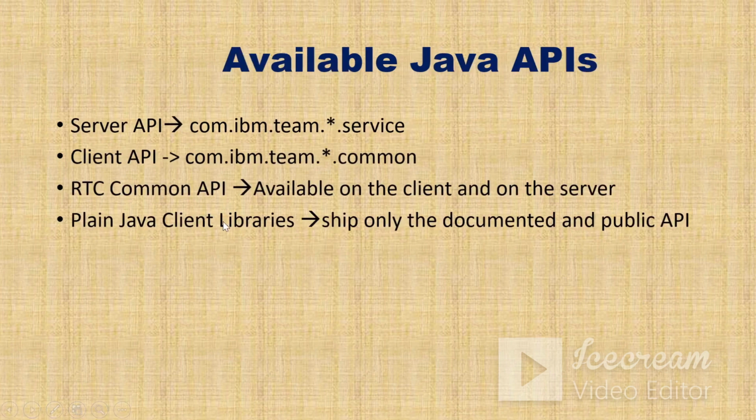Next, there are already two Java APIs available in RTC or CCM, and although they have much in common, there are differences that are important to understand if you want to use them. The following APIs are available. The first one is the server API that is used in the server part of RTC and JTS. The second is the client API that is used by the Eclipse client and the plain Java client libraries.